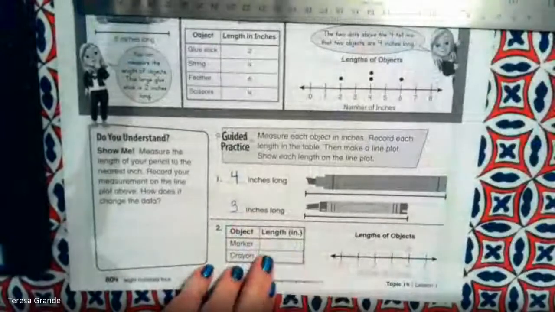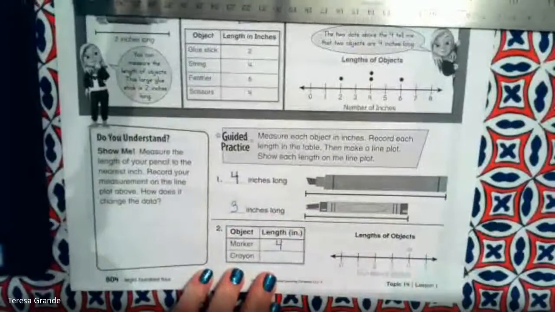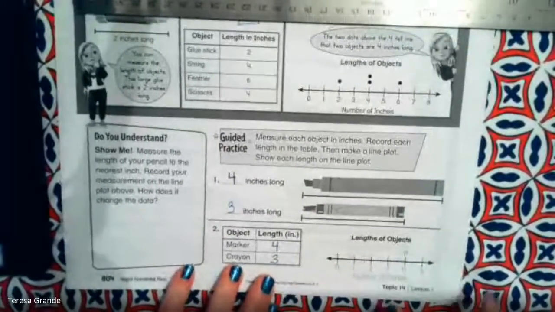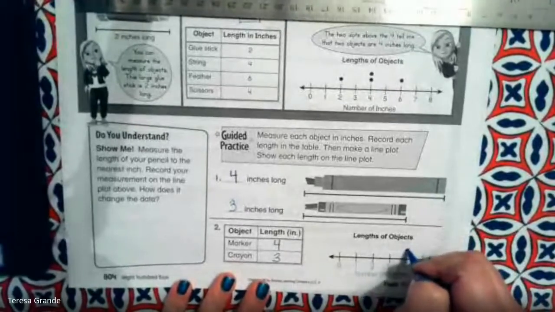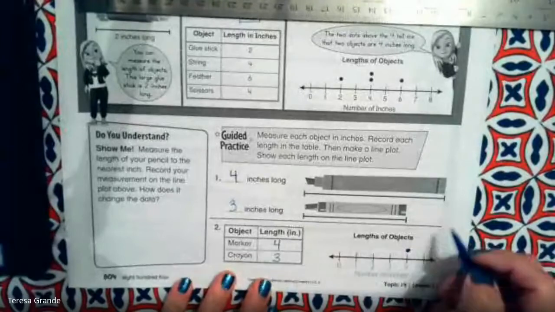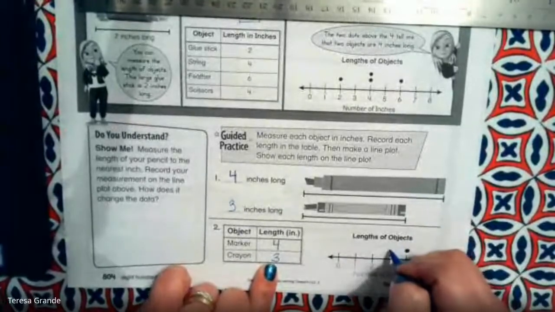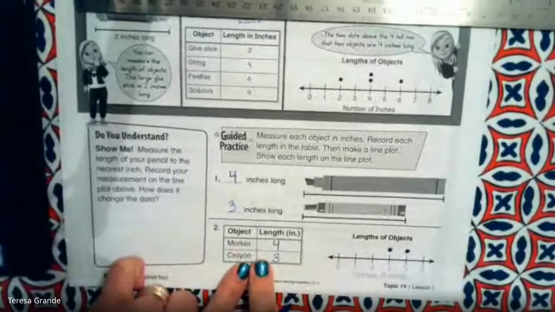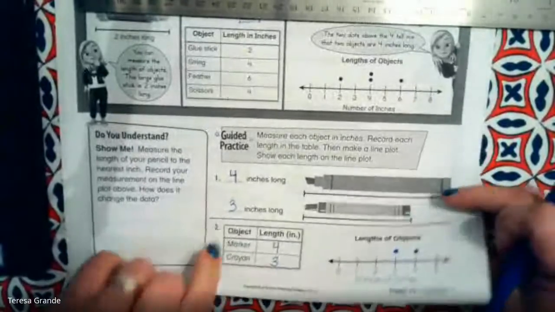So in our data chart or data table, we're going to put that the marker is 4 inches and the crayon is 3 inches. When we move over to the line, we're going to put a dot above the 4 for the marker, and then the crayon is 3, so we need to put a dot above the 3. So since there were only 2 pieces of data in the table, we only have 2 dots on the line chart or the line plot.